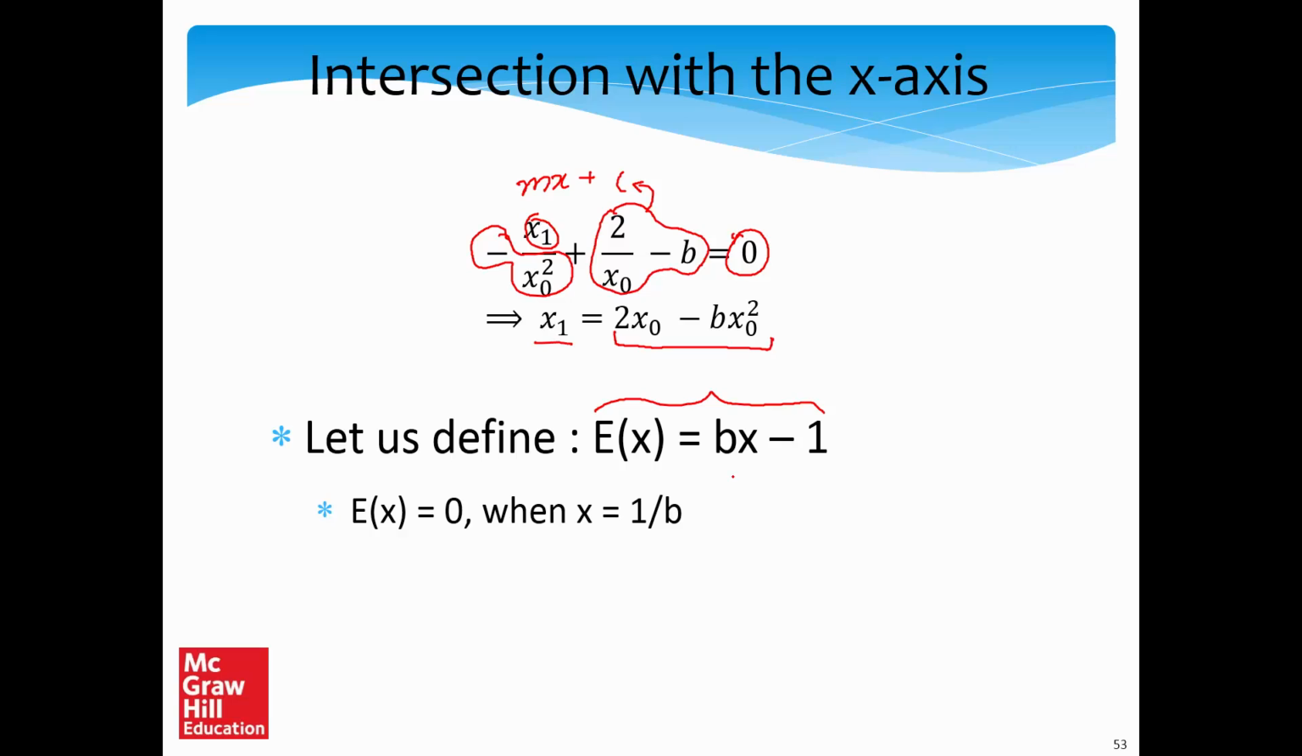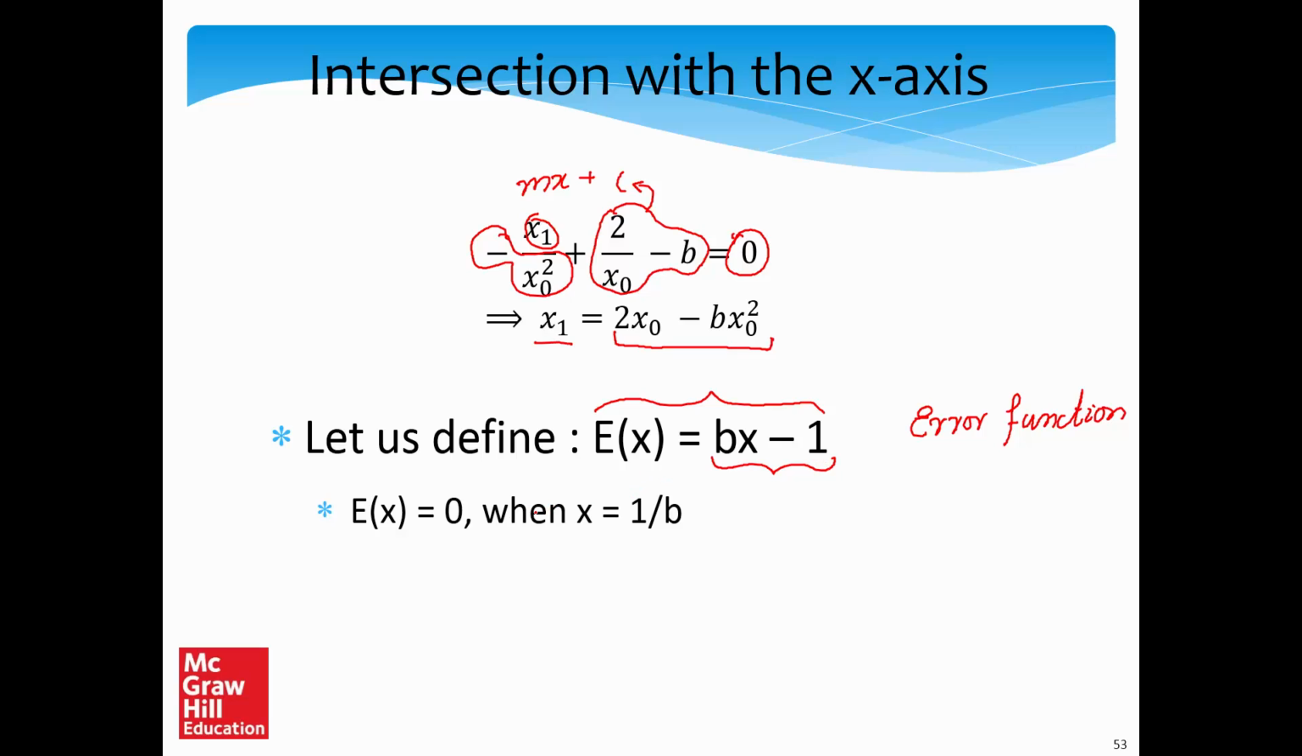Now we are guessing one more function called the error function. The error function is defined like this. Defining these functions is actually an art. For different functions, you need to define them differently. In this case, this is how we are defining it: the error function e(x) is bx - 1. That's the way we are defining it.